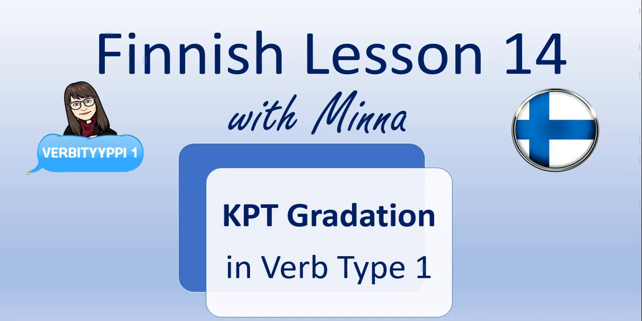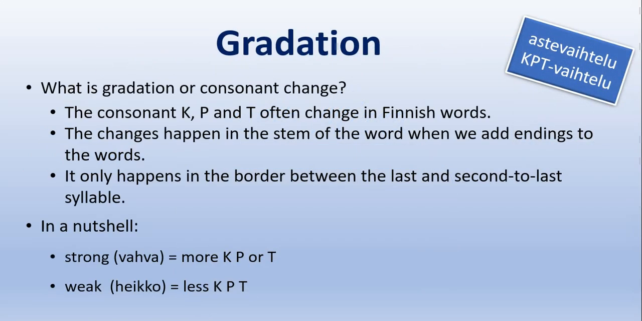First of all, what is gradation? It's called astevaihtelu or KPT-astevaihtelu in Finnish. Basically, the word stem and the consonants KPT often change when we add endings to a word. This affects not just verbs but also other parts of speech. The word form is called strong, vahva, if the word has more consonants K, P or T in it. And the form which has less KPT is called weak, heikko.